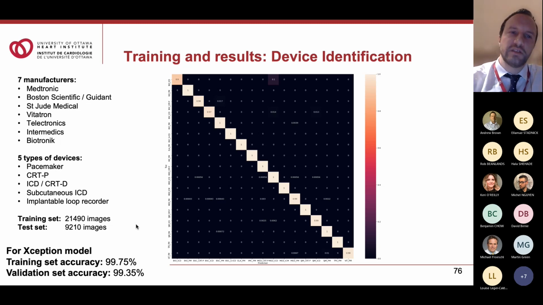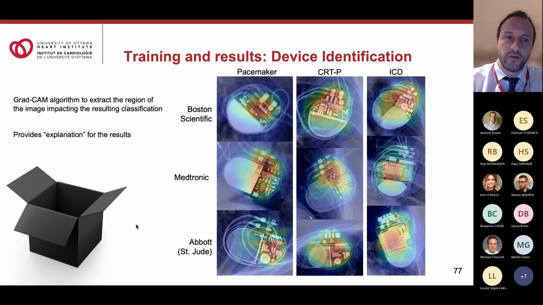Now, you may wonder, how do we know that the algorithm is really looking at the correct part of the image? Well, we can use a special type of algorithm called a GradCam algorithm. The way I think of this is almost like an eye tracking algorithm for the neural network. It allows us to see which part of the input image actually contributes to the prediction that the model is making. We can see, for example, for CRTP devices, it really focuses on the connectors. And with CRTP devices, we know we have 3 separate connectors in this case, so it makes sense that it would look at that part of the image. So this is one of the techniques used to open the black box of neural networks and provide some insight into why certain predictions are being made.